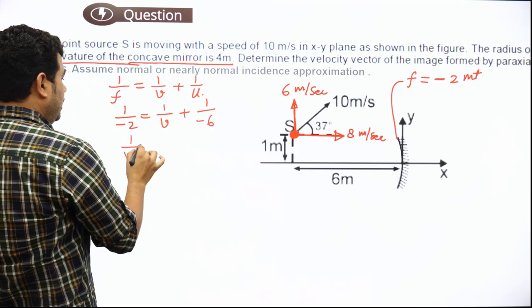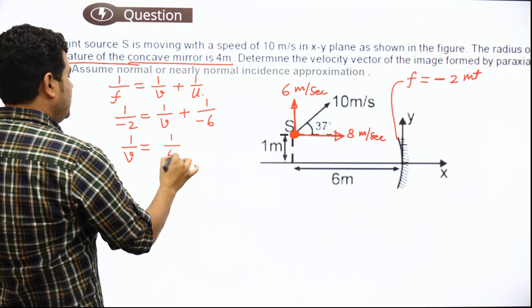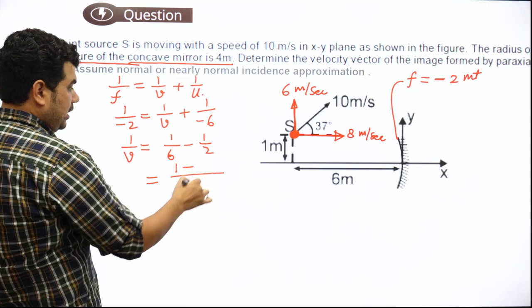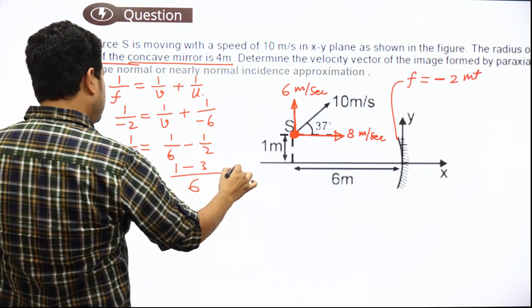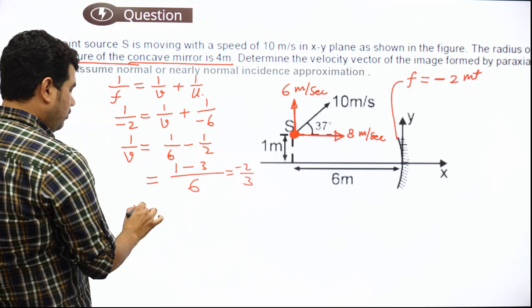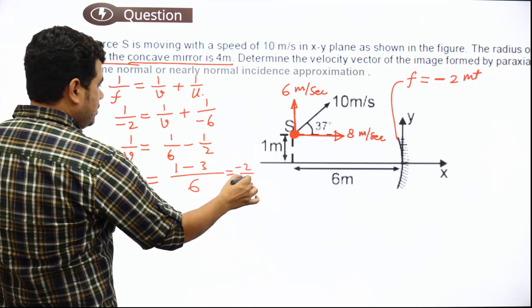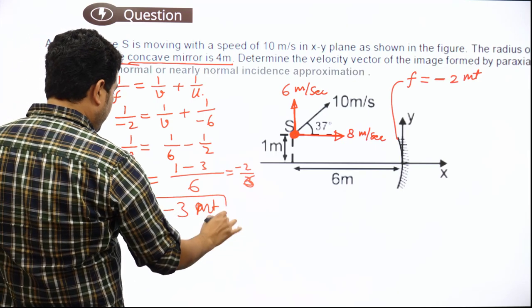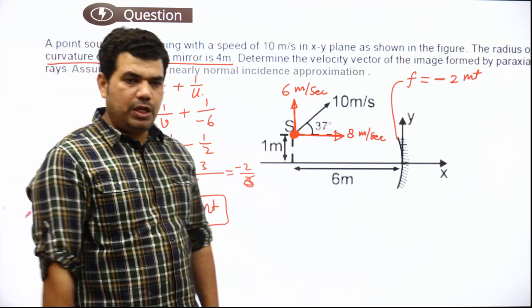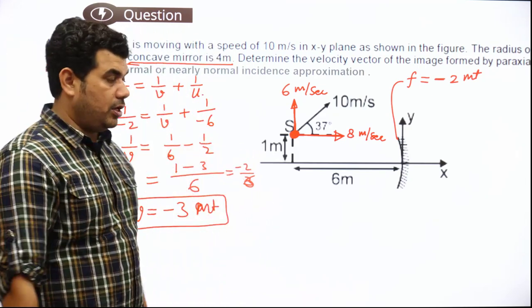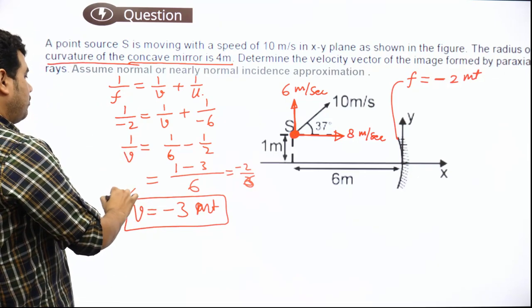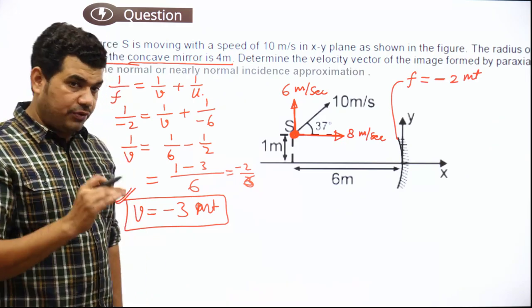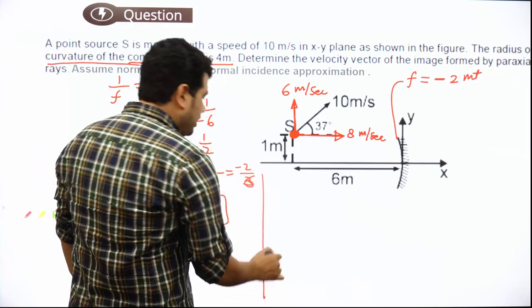Now you can say 1 upon V is equal to 1 by 6 minus 1 by 2. Here you can say 1 minus 3 over 6, so this is minus 2 by 6, that is minus 1 by 3. So the value of V is minus 3 meter. You have to remember it. V is minus 3.